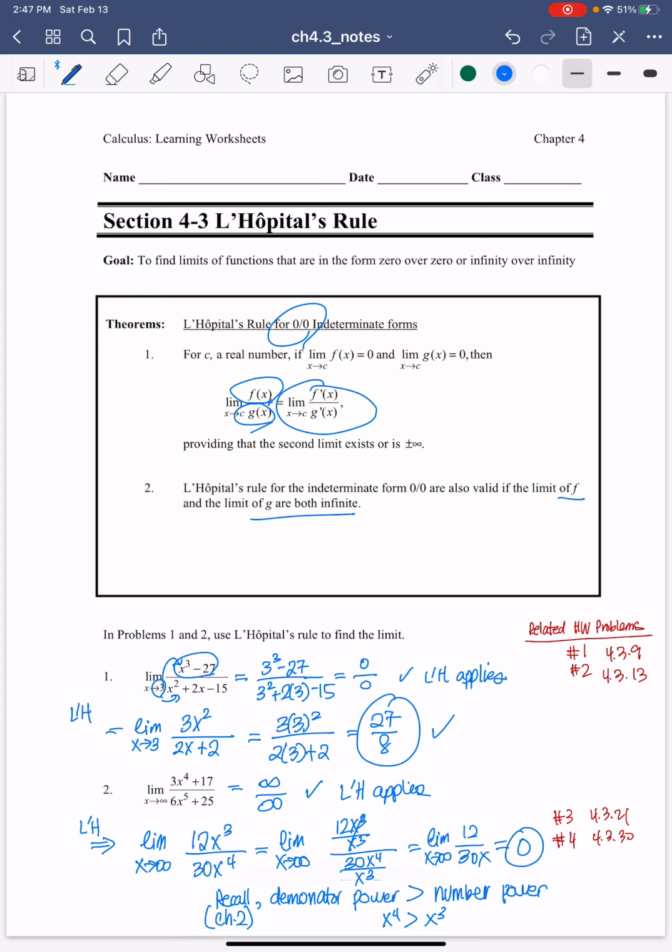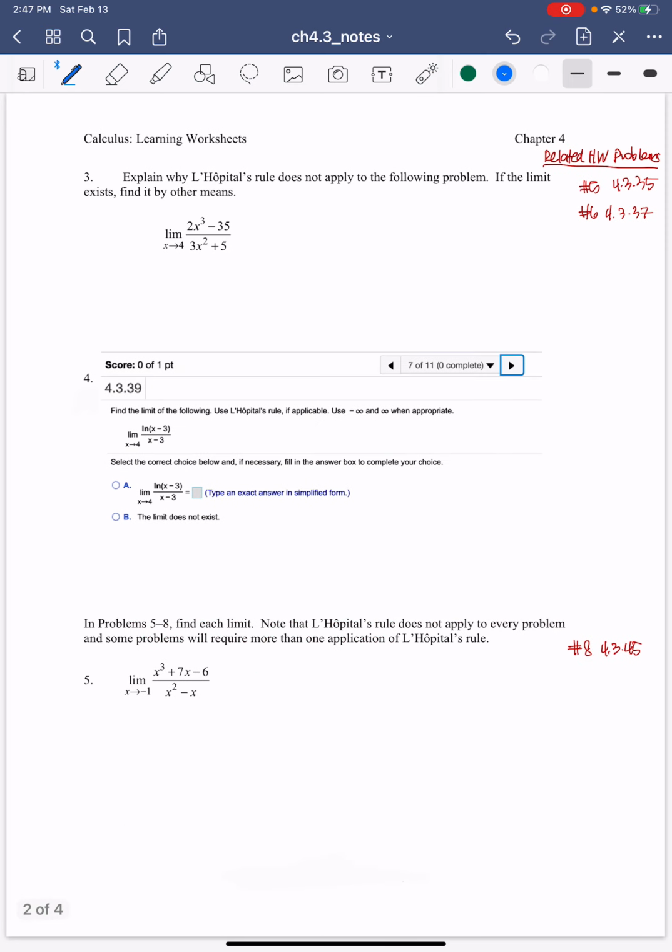If you remember the property where denominator power is greater than the numerator, bottom heavy, the limit is 0, or you can divide top and bottom by x cubed, and you can see that you're going to get the same answer. Okay. On the next page, we have a couple more examples. So let's try number 3.